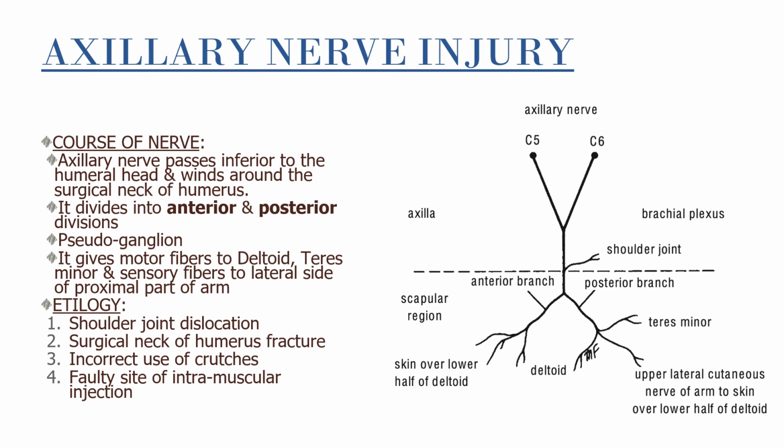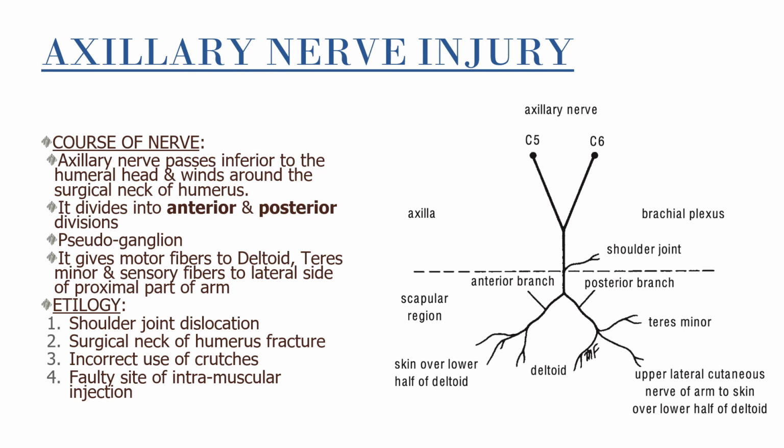The anterior division of the axillary nerve provides motor nerve supply to the anterior fibers of the deltoid, and the posterior division provides nerve supply to the remaining fibers of the deltoid and to the teres minor. The branch of the axillary nerve which provides motor nerve supply to teres minor has a pseudoganglion in it. Now, what are the conditions in which injury to axillary nerve may occur?